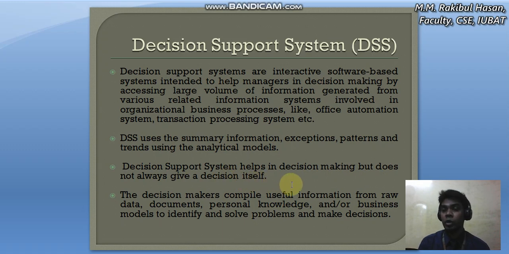So DSS will not give you any decision. What it will do is help you to make the decision. It will provide you information. On the basis of that information, and by using your personal experience, you can make your decision as a manager. The decision makers compile useful information from raw data, documents, personal knowledge, and or business models to identify and solve problems and make decisions. Okay, right. So this is your DSS, decision support system.